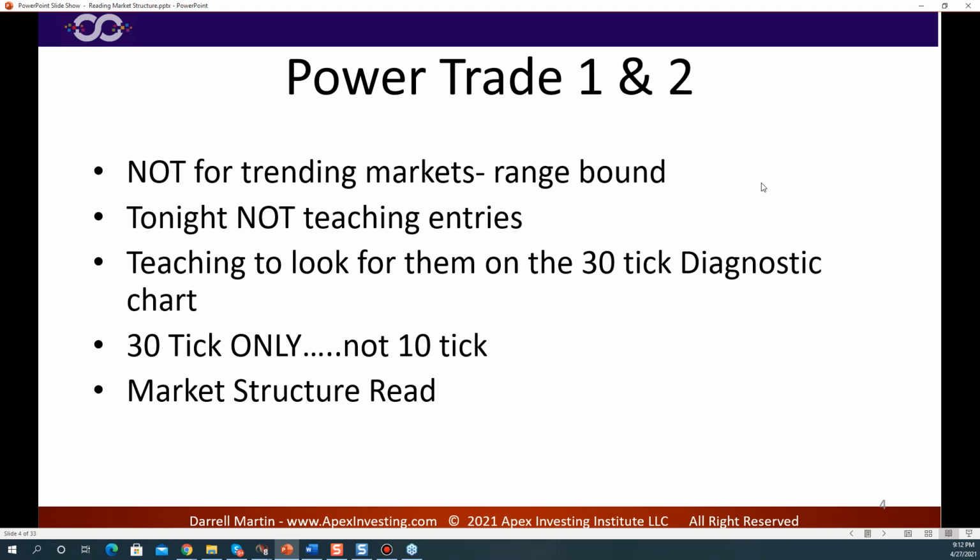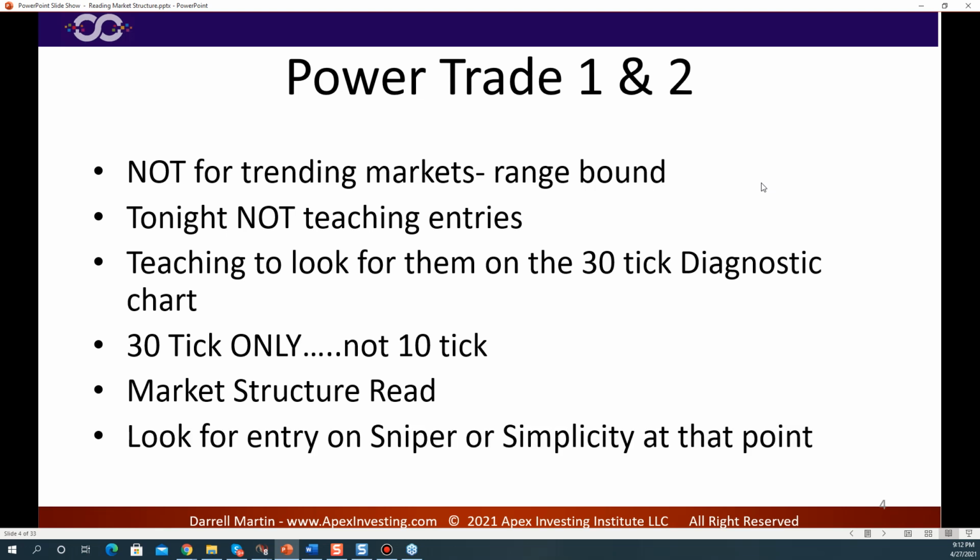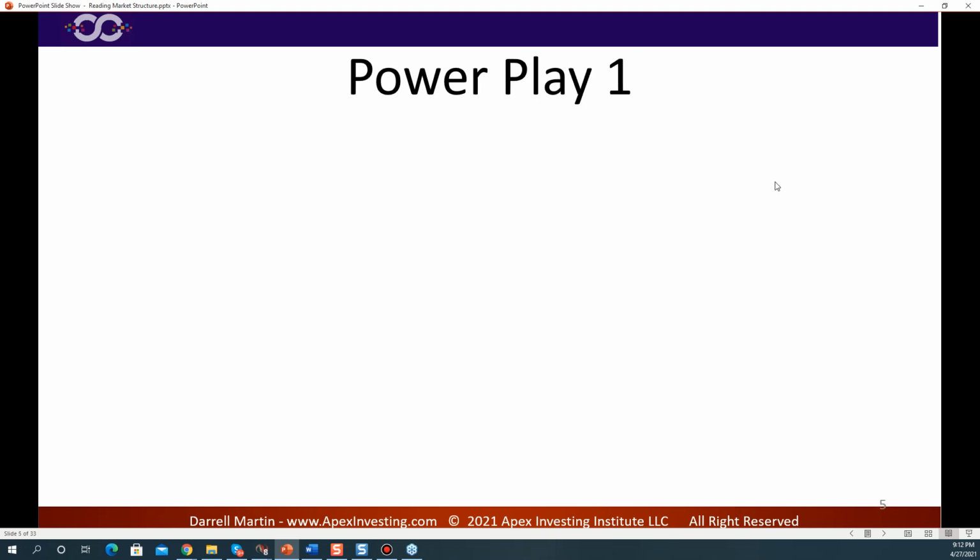I can read that, I understand it. Now I want to go look on my Sniper or Simplicity chart for an entry at that point, okay? So it's basically just used as another layer or level of confirmation and adding to the probability.